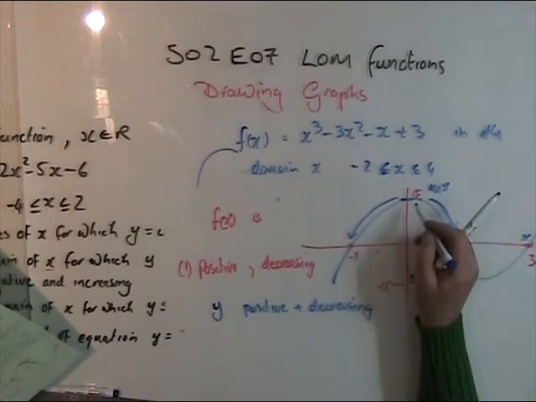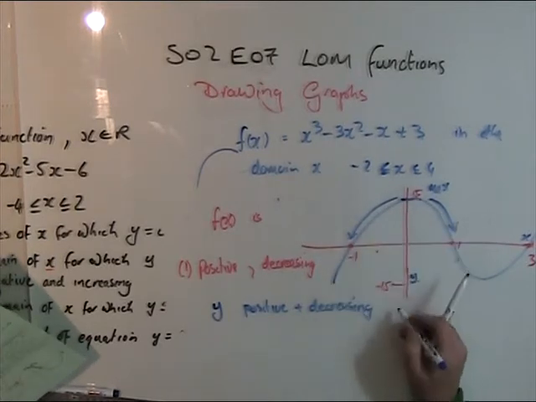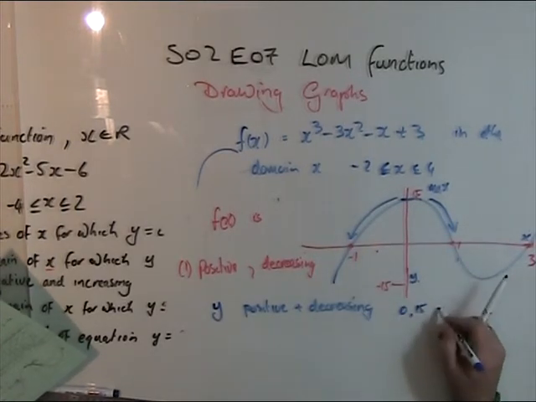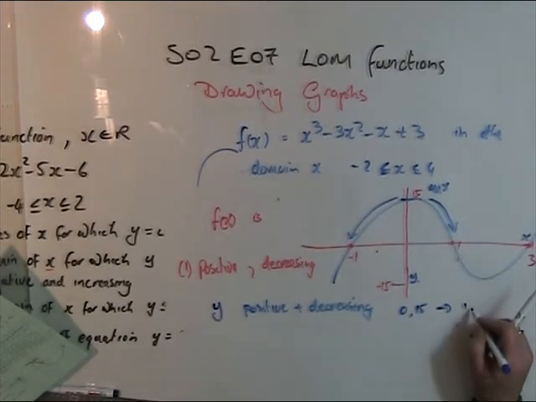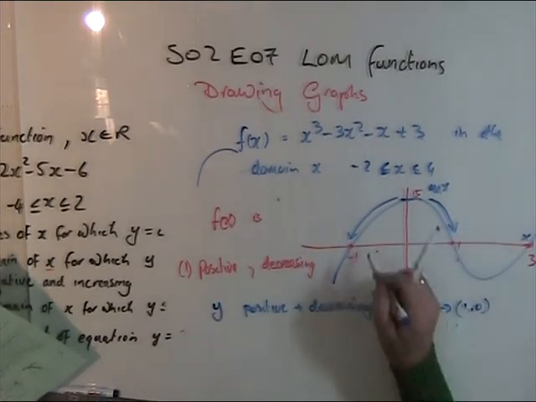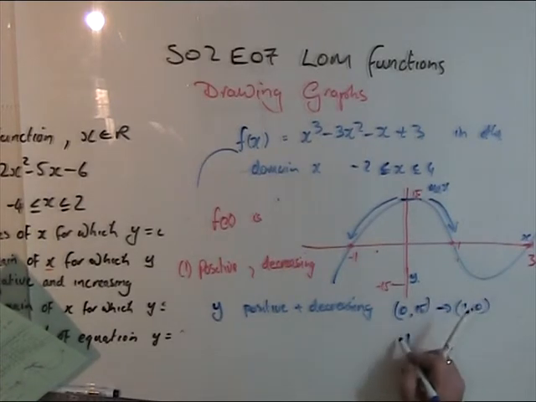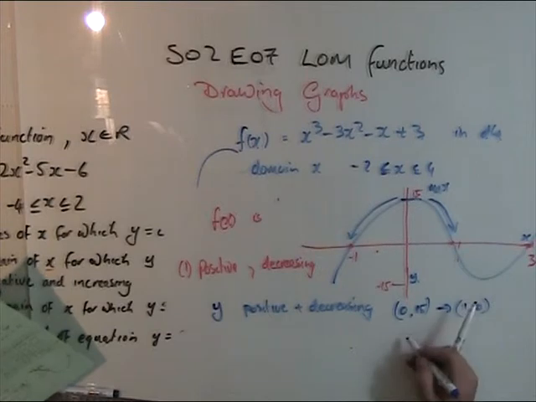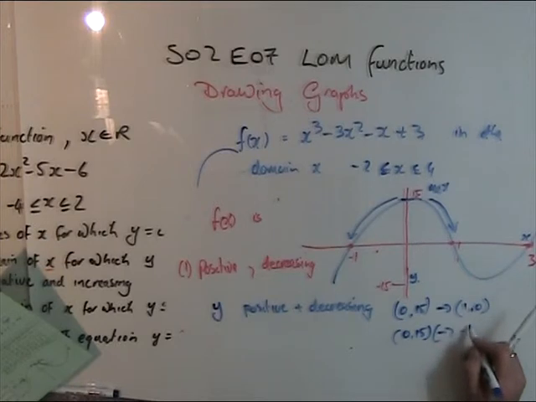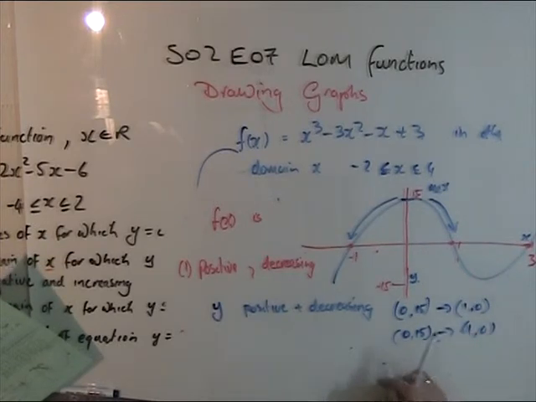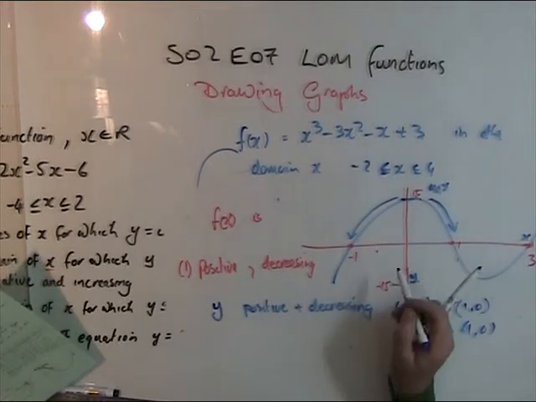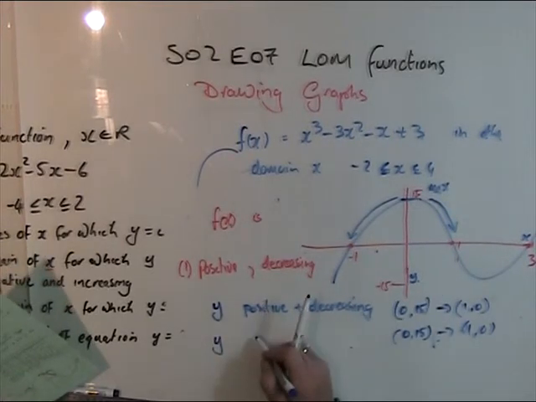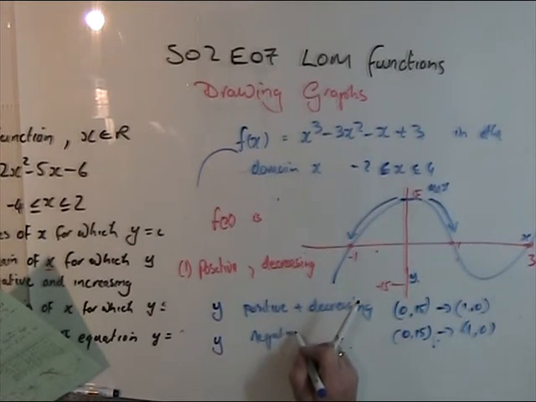So the first set is from 0, 15 to 1, 0, for y. And the next one, these are couples, is going from -1, 0, but it's decreasing. So it's going from 0, 15 again to -1, 0. So that's where it's positive and decreasing. And the next one says where y is negative and increasing.